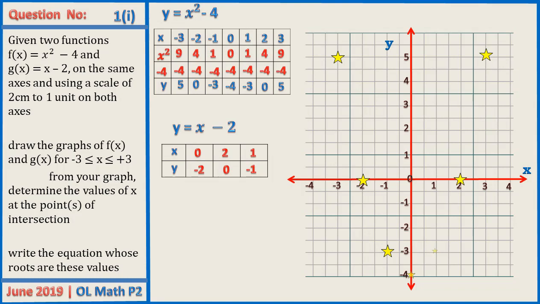We now link these points with a smooth curve. Don't use a ruler. Smooth curve, you can use a broomstick if you want. And that gives us the function y equals x squared minus 4.